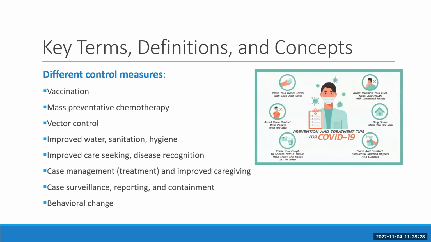We also have the different control measures. This is, I believe, listed on your study guide, so I won't go into great detail here because I think you can study it directly, but it would be important to be able to identify which of these, basically that the purpose of these is to control infectious diseases.